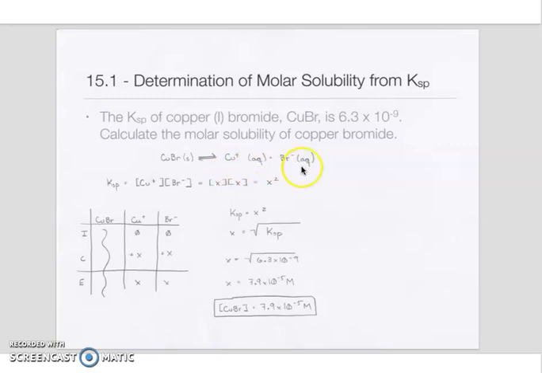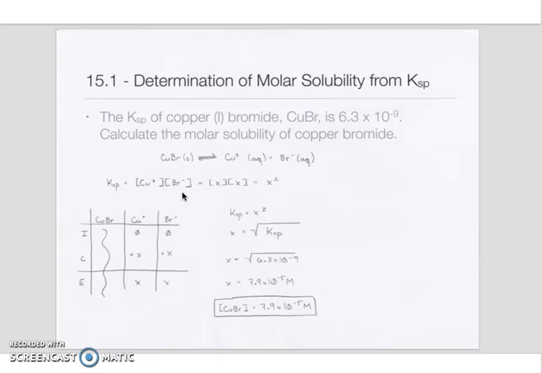Then I write my KSP expression. My KSP is equal to my copper concentration times my bromide concentration, each one raised to the power of 1 because of their respective coefficients. And we're not going to divide it by anything because our reactant is always a solid. So that's going to be my expression.